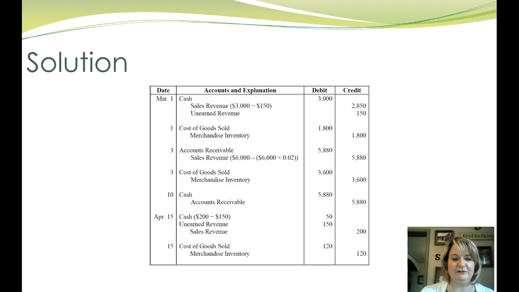So here is the solution. For the March 1st transaction, you would debit cash for $3,000.